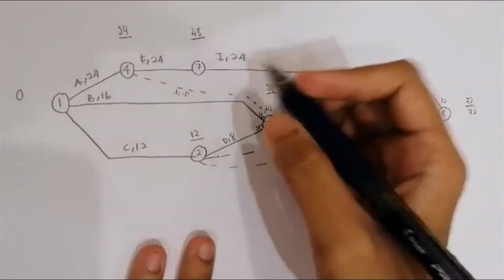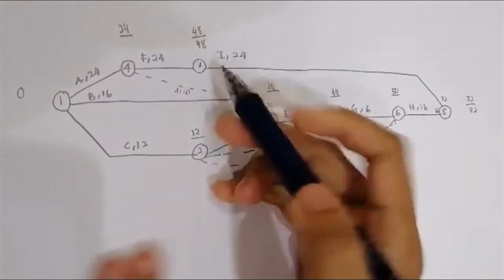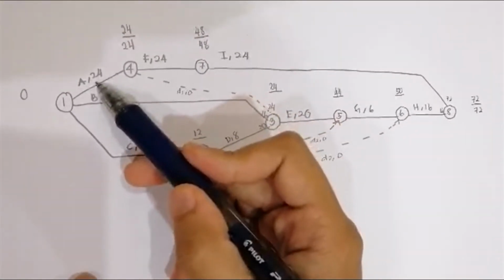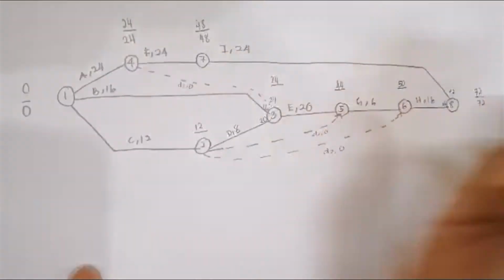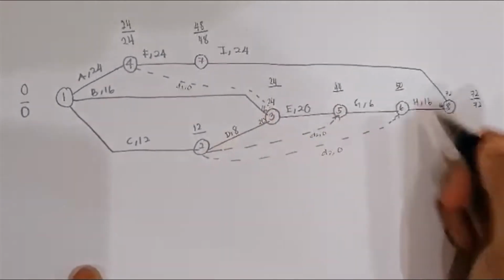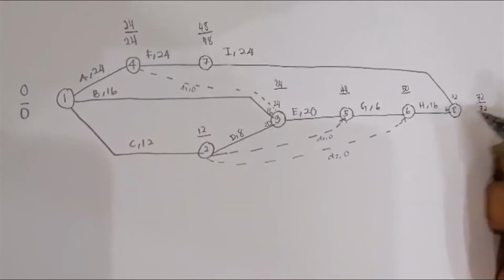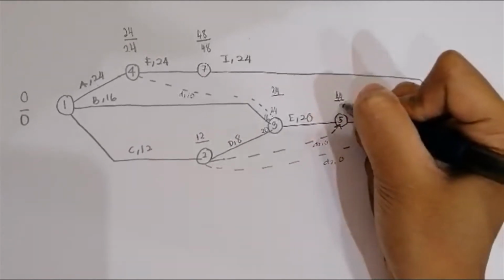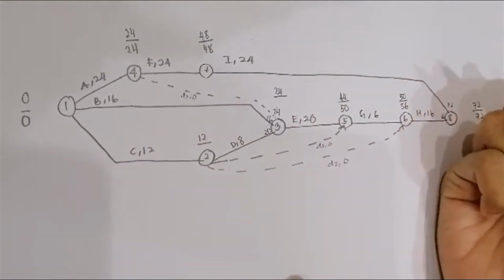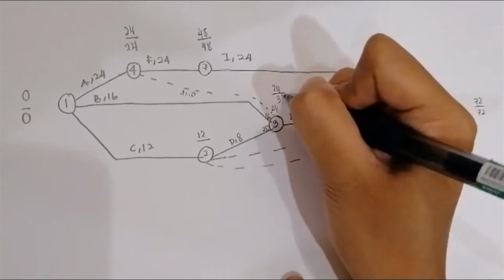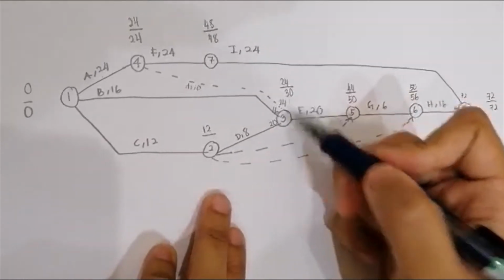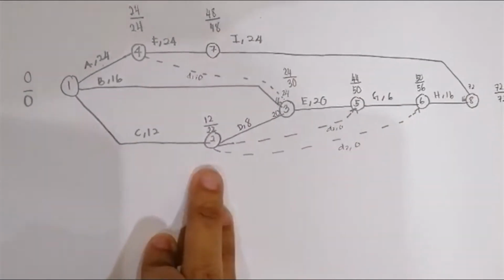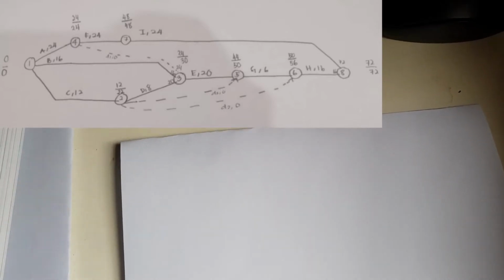Okay, 72 minus 24 equal to 48. And then 48 minus 24 equal to 24. And then 24 minus 24 equal to 0. Then we have to solve all the numbers. So 72 minus 16 equal to 56. And then 56 minus 6 equal to 50. And then 50 minus 20 equal to 30. Okay, and then 30 minus 8 equal to 22.